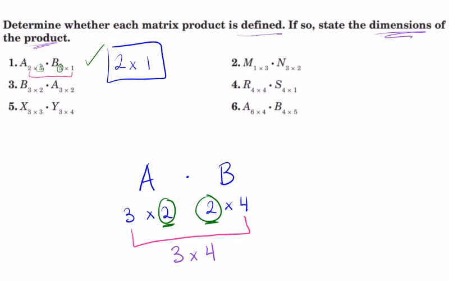Number 2, is this defined? Well, the columns of the first match up with the rows of the second, so that works. And our resulting matrix is going to be the rows of the first and the columns of the second, so it'll be a 1 by 2. So 1 by 3 multiplied by 3 by 2 is going to be a 1 by 2. Let's take a look at number 3. Do the columns of the first match up with the rows of the second? No, they don't. So our answer is going to be undefined.